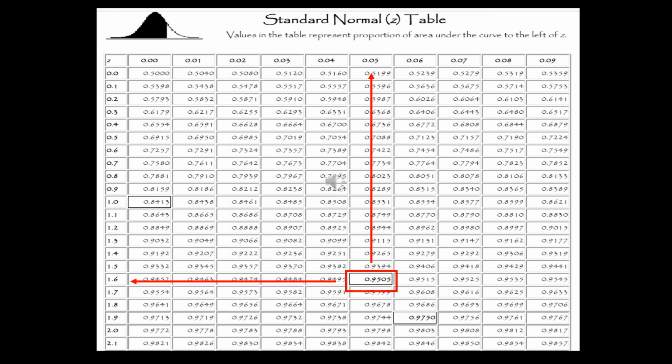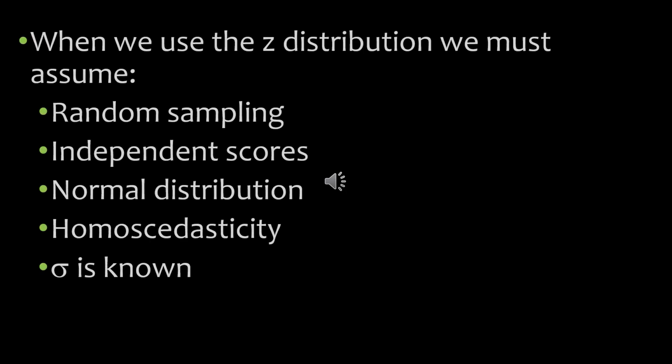It is a positive 1.65 because we're looking to the right of the sample mean to reject the null hypothesis. When we use the Z distribution, we assume that we sampled the scores in a random way, that the scores in the population are independent of one another, that the scores are normally distributed in the population, that the population variances are exactly the same for all groups. That's called homoscedasticity or homogeneity of variance, and that sigma is known.